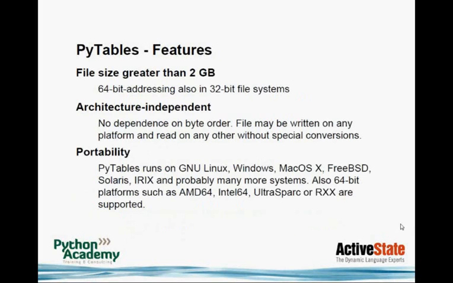Even on 32-bit file systems, you can have 64-bit addressing, and it's totally independent of architecture, so you don't have to worry about little endian, big endian, whatever. You can just program against the API and it works, and it's very portable. It supports pretty much all operating systems that are around.